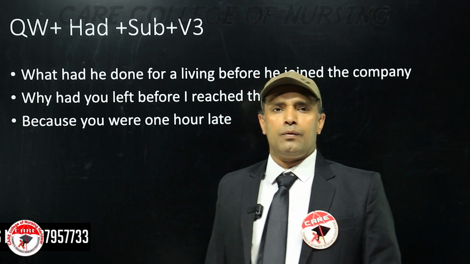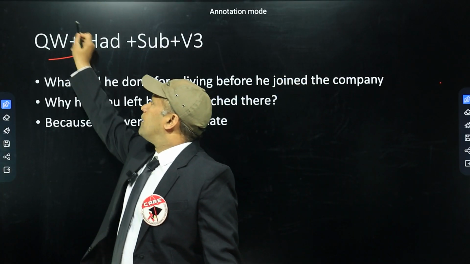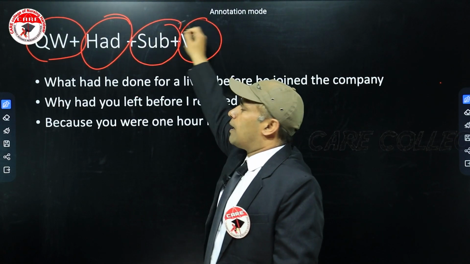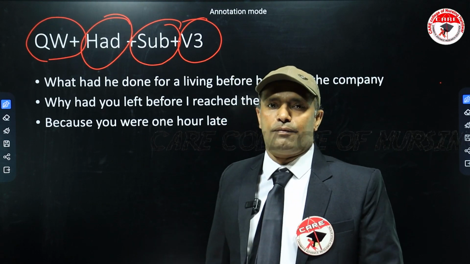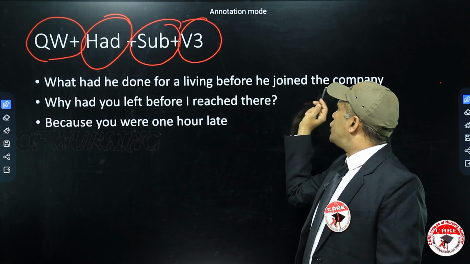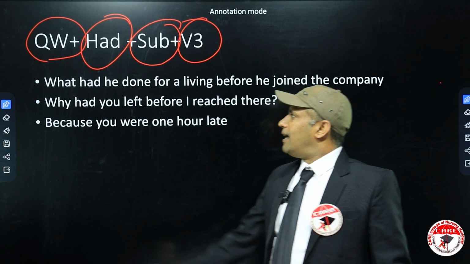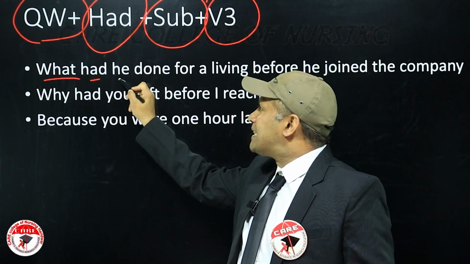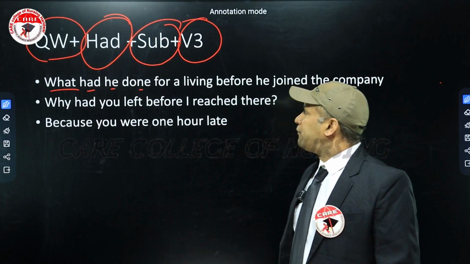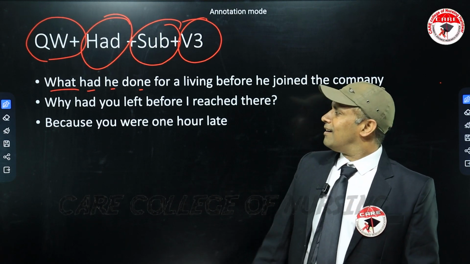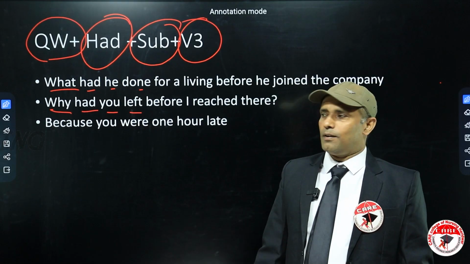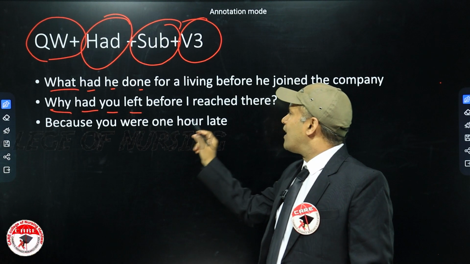Let's see once again the question word. Okay. First the question word, then had, then subject, then the verb, third form of the verb or past participle of the verb. For example, what had he done for a living before he joined the company? Question word, auxiliary, subject, third form of the verb. Right. Another example, why had you left before I reached there? Why, question word, had, then subject, then verb ka third form. Okay, because you were 1 hour late.